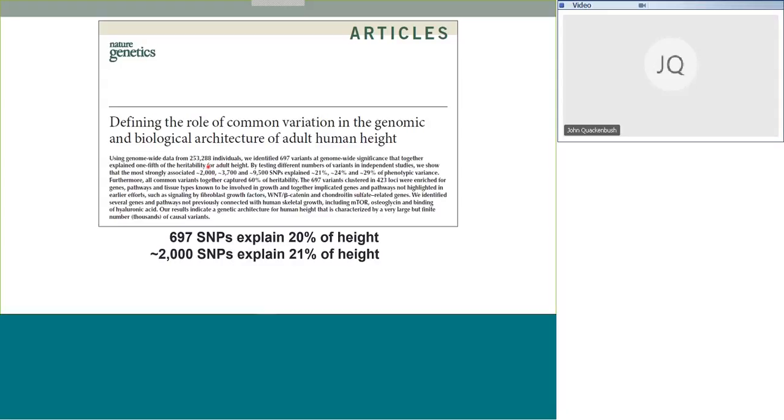To get to 21%, they needed almost 2,000 variants. To get to 24%, almost 4,000. To get to 29%, almost 10,000, right? 10,000 genetic variants to explain something that we know clearly has a genetic component. So, you know, what's the challenge? What's the problem? Well, a lot of these variants have very, very, very small effect sizes.